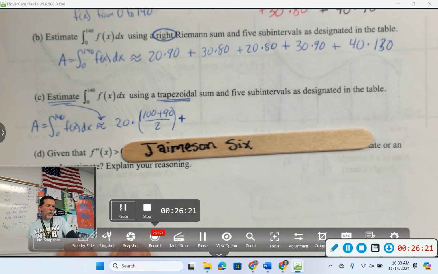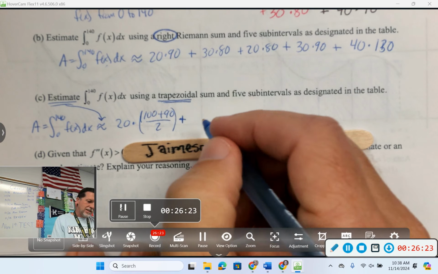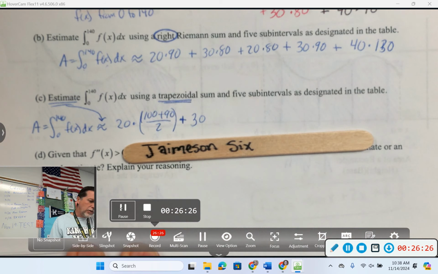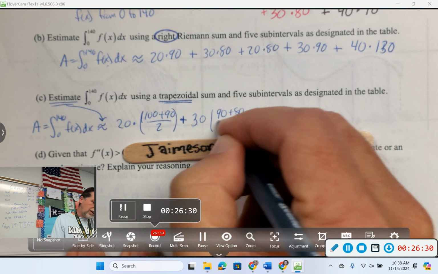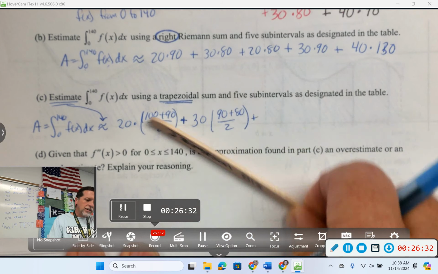Jameson, on the second trapezoid, how wide is it? 30. And how do I do the average height? 90 plus 80 divided by 2. 90 plus 80 over 2. Good.